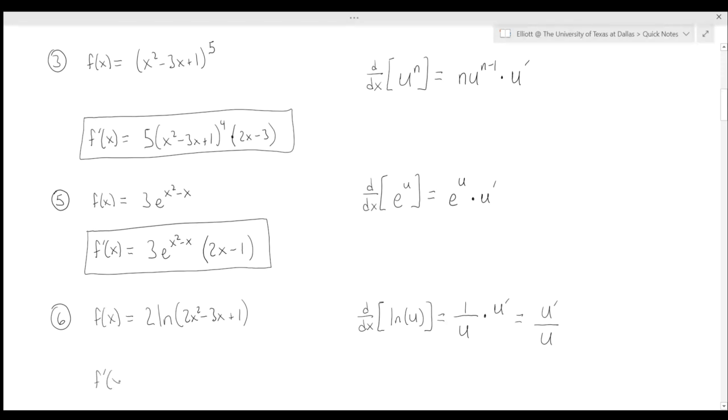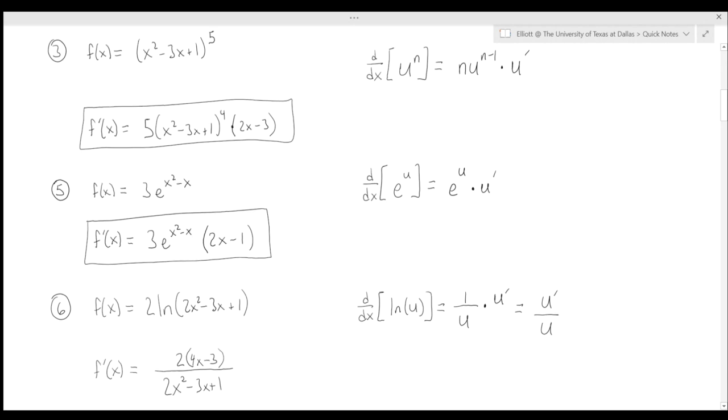Okay, so let's try to apply that rule to this example. This 2, I'm going to just bring it down, and then for the derivative of the natural log, we're going to put the inside into the denominator. But again, the chain rule says we have to multiply by the derivative of the inside. So looking at the inside, the derivative is going to be 4x minus 3. So I'll put that up top. And then that would be a good place for our final answer. All right, so any questions about any of these examples so far?